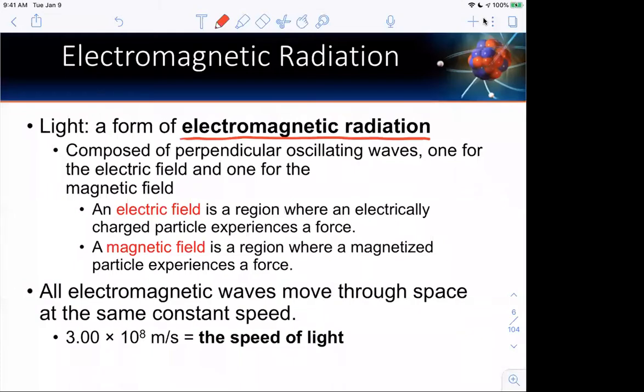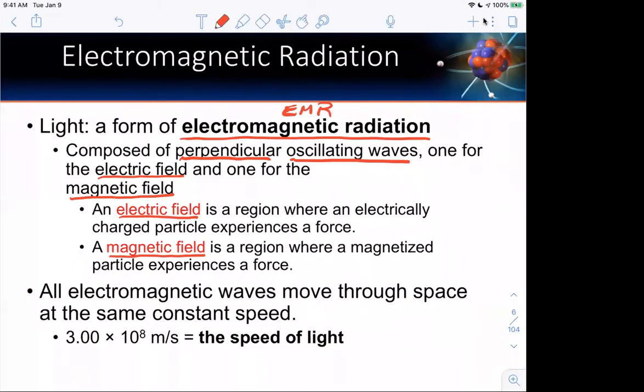We know that electromagnetic radiation, or EMR, is composed of perpendicular oscillating waves. One is an electric field, one is a magnetic field. The electric field, in case you haven't had physics before, is a region where an electrically charged particle experiences a force. A magnetic field is a region where a magnetized particle experiences a force.